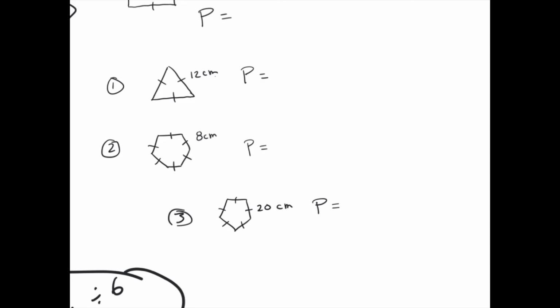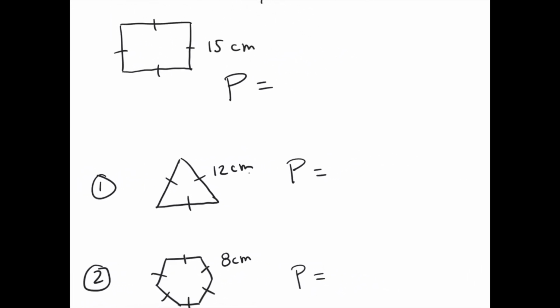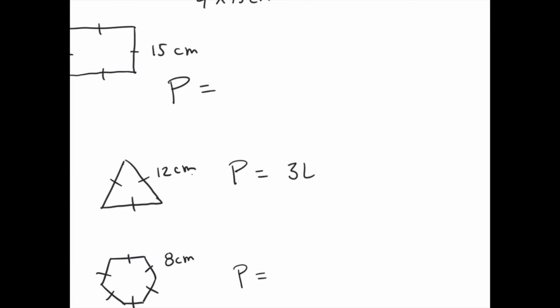Okay, so let's talk about these. So with the first one, number 1, we had a triangle, so 3 sides. So the perimeter is equal to 3 times L, which means the perimeter is equal to 3 times 12, which means the perimeter is 36 centimeters.